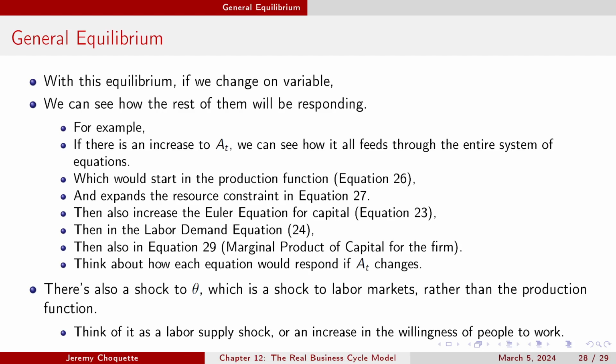Now, think also about maybe a shock to theta, which would be a shock to labor markets rather than the production function. This can either be thought of as a labor supply shock or an increase in the willingness of people to work. If you're more willing to work, you're just like, screw it, I'm going to supply more labor to the firm because I just feel like working more. Then that would be an increase in theta. You can also think of it, and this isn't so much on the per household level, this is more like if you're looking at it in aggregate form, a labor supply shock would be like a bunch of people come into the country and want to work.